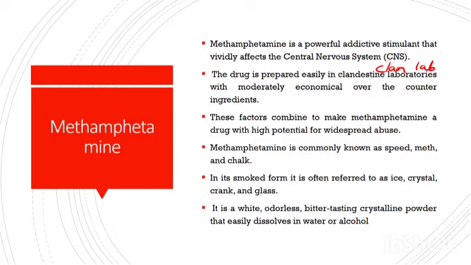So methamphetamine and similar illegal designer drugs are produced in these clan labs, and methamphetamine is commonly known as speed, meth, and chalk. In its smoked form, it is often referred to as ice, crystal, crank, glass, and so on. It is a white, odorless, bitter-tasting crystalline powder that easily dissolves in water or alcohol.